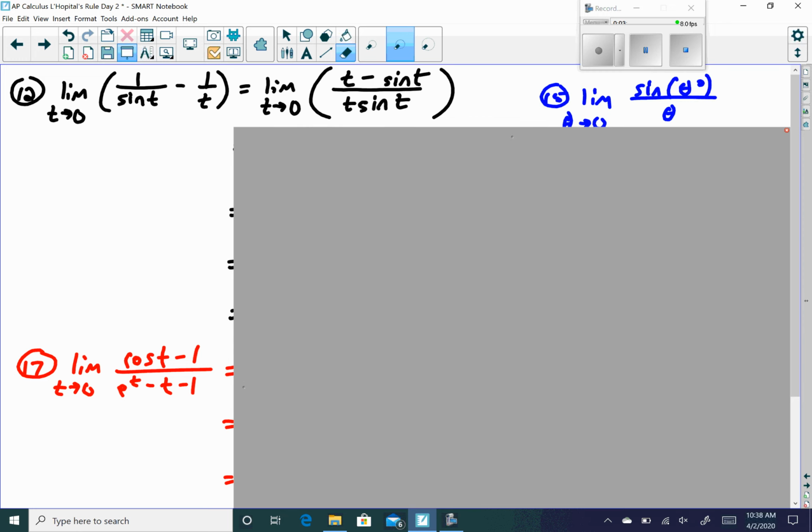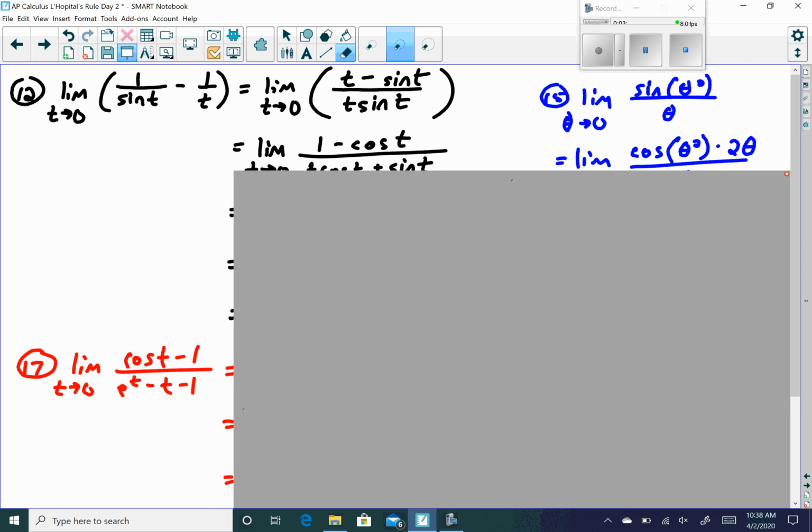And in doing that, our common denominator is t times sine t. So that means I need to multiply the first numerator by a t, the second one by a sine t. So I get t minus sine t over t sine t. I'm still at 0 over 0 if I were to substitute that in. So I take the derivative very carefully with that denominator though.